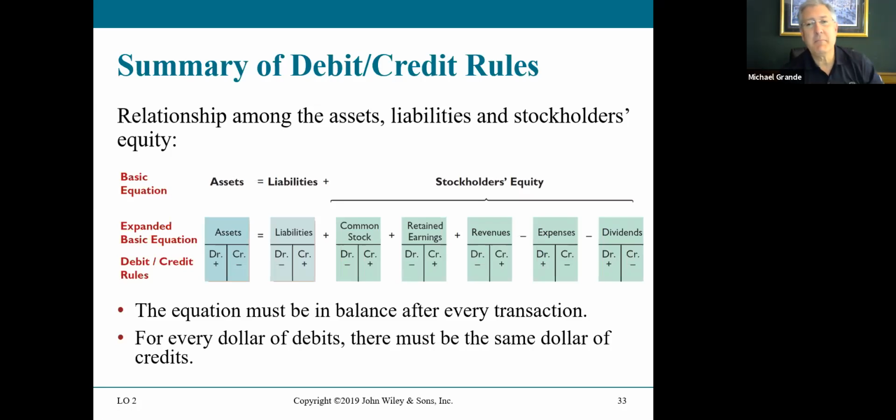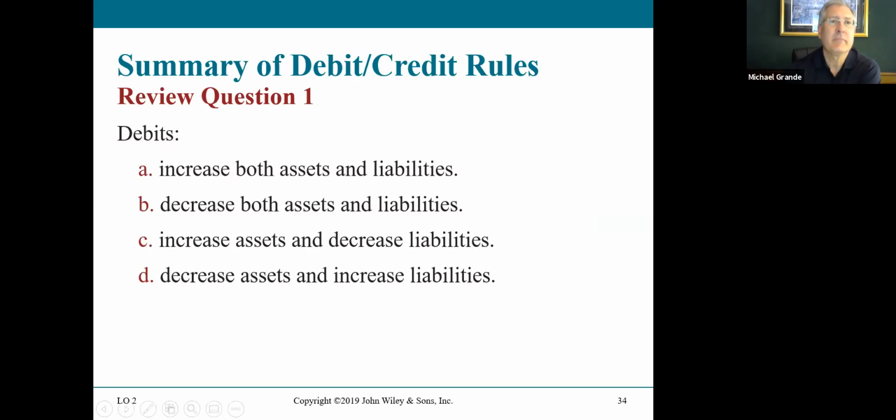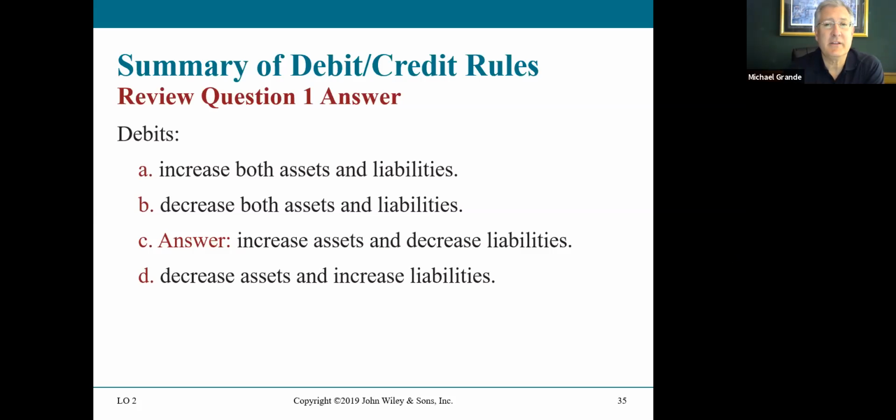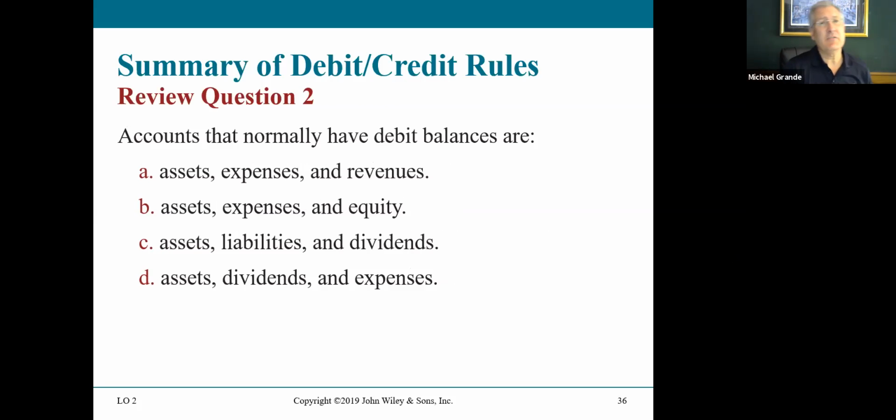The equation must be in balance after every transaction. For every dollar of debits, there must be the same dollar amount of credits. Here's a question for you. Debits do what? Increase both assets and liabilities? No. Debits decrease both assets and liabilities? No. Debits increase assets and decrease liabilities. Correct, right?